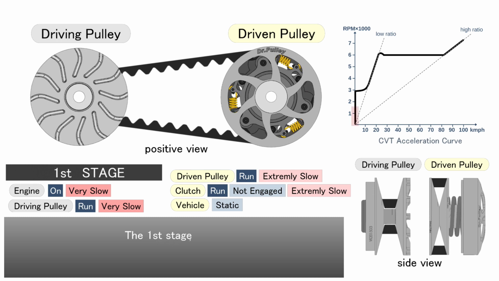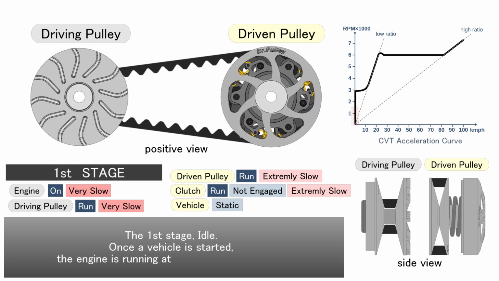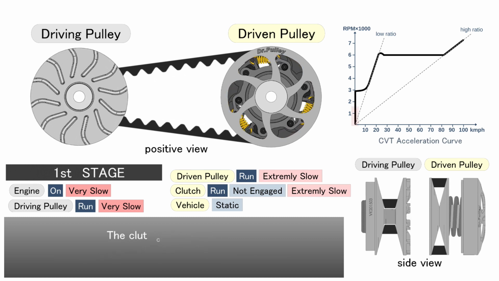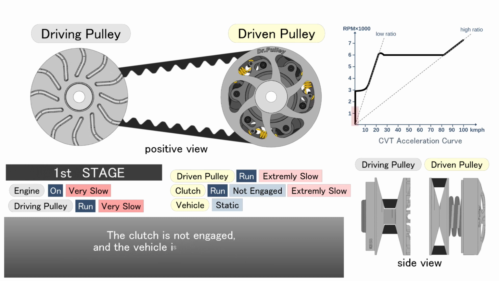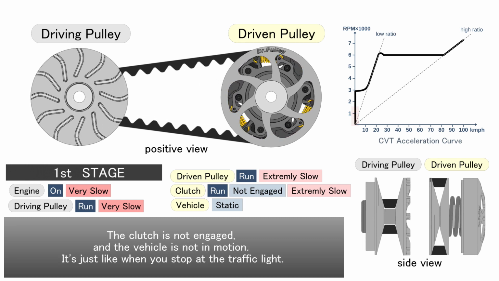The first stage, idle. Once a vehicle is started, the engine is running at its lowest possible RPM. The clutch is not engaged, and the vehicle is not in motion. It's just like when you stop at the traffic light.